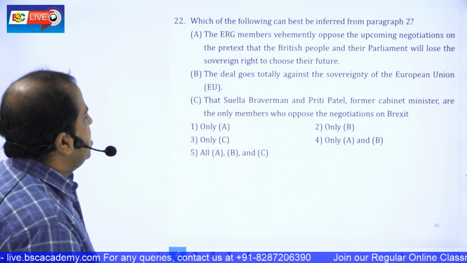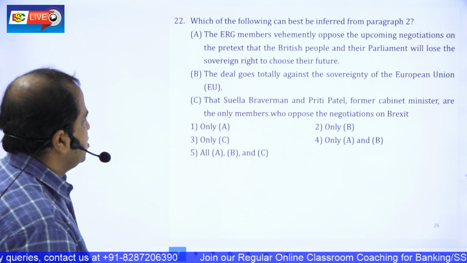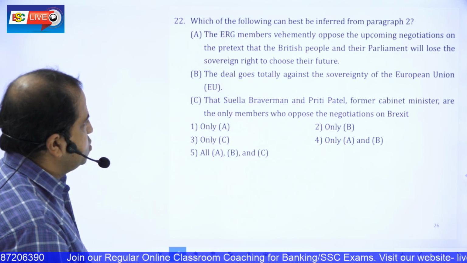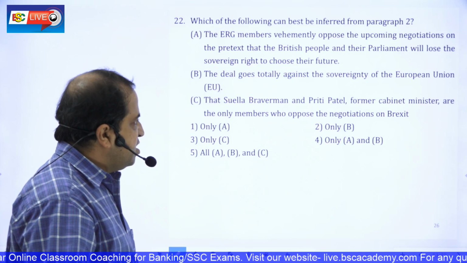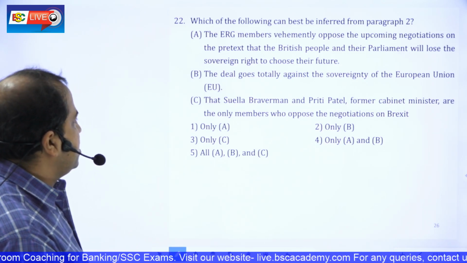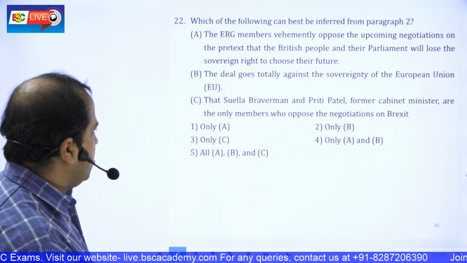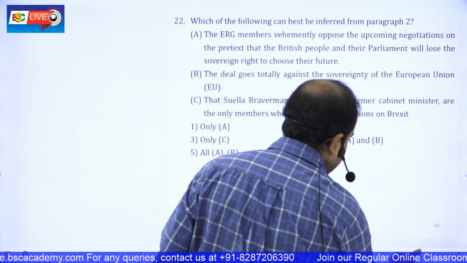A. The ERG members vehemently oppose the upcoming negotiations on the pretext that the British people and their parliament will lose the sovereign right to choose their future. B. The deal goes totally against the sovereignty of the European Union, EU. C. That Suella Braverman and Priti Patel, former cabinet minister, are the only members who oppose the negotiations on Brexit. So before this, please read paragraph 2 a little.